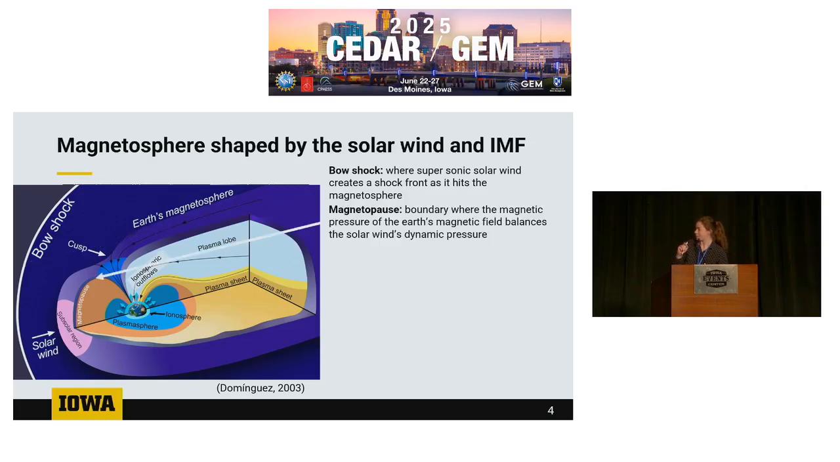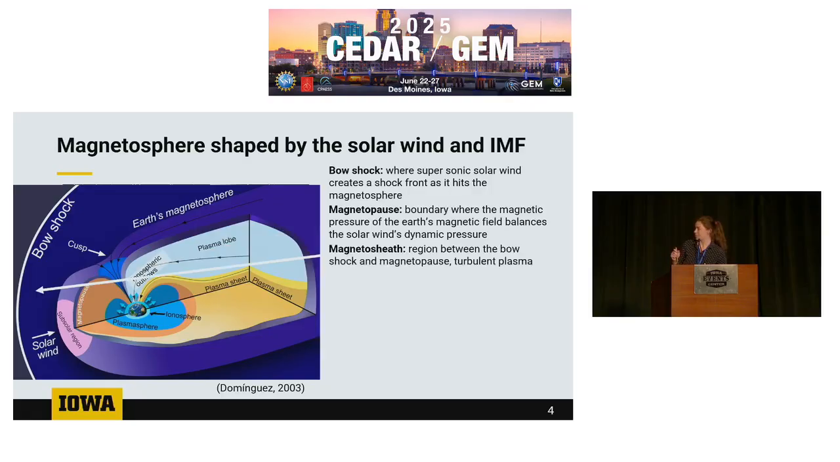Next, we have the magnetopause, which is the boundary where the pressure of the Earth's magnetic field balances with the solar wind's dynamic pressure. So you can write out an equation for a pressure balance and find how far out away from the Earth the magnetopause is.